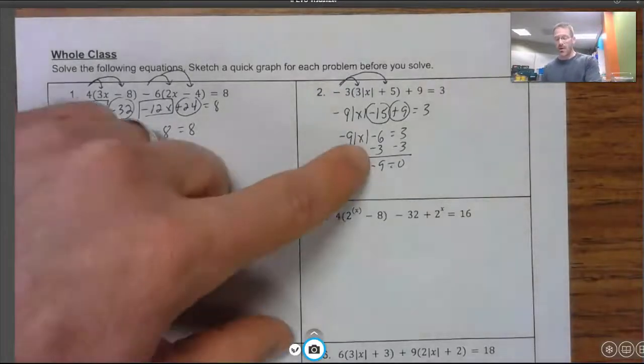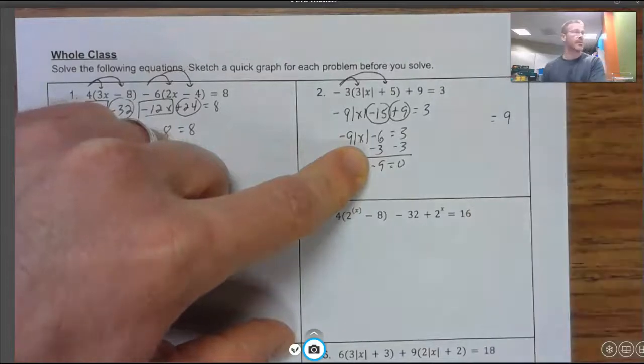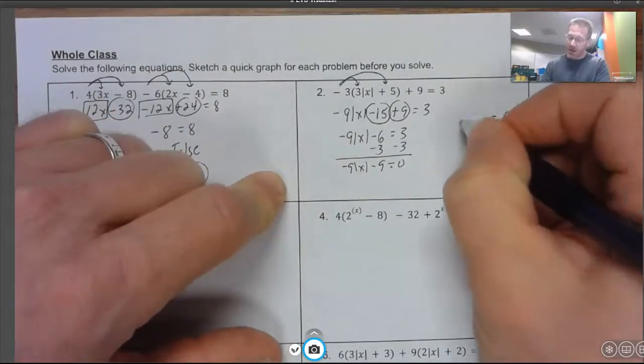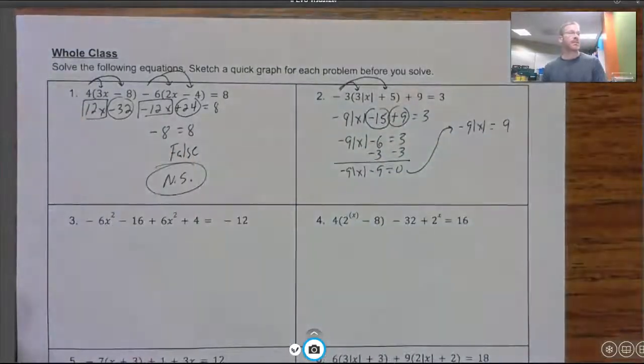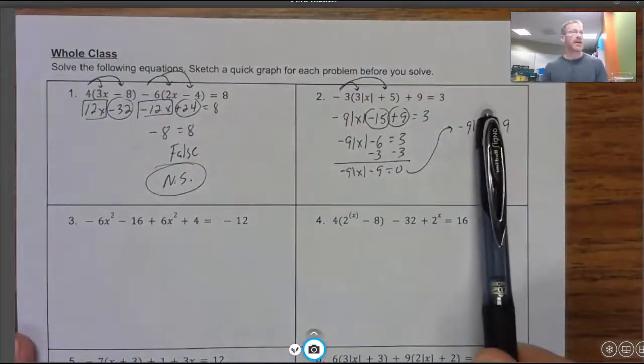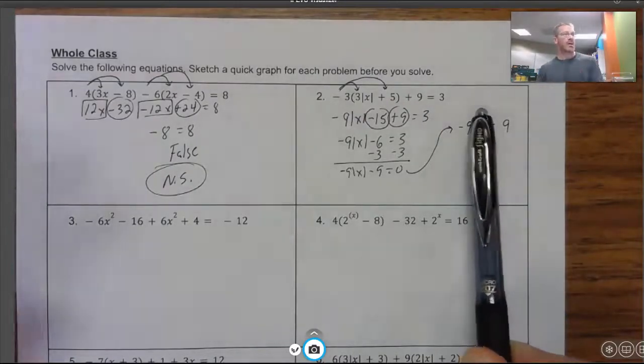Now we can use our 0 property. What minus 9 is 0? I'm just going to move it up here to have a little bit of room, positive 9. So now, negative 9 absolute value of x is equal to 9. Now it's a multiplication problem. Negative 9 times what is positive 9? Negative 9 times negative 1.